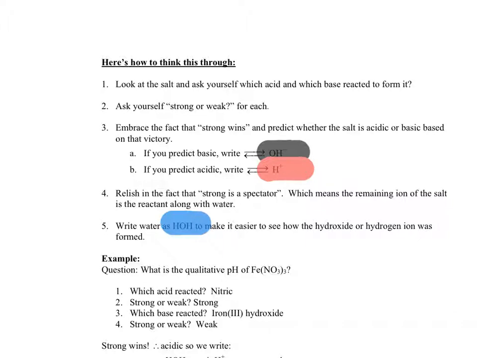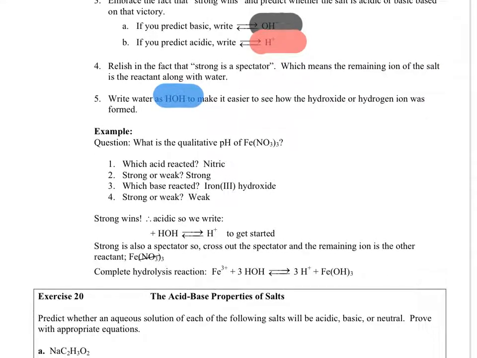Okay, for example, what is the pH of a solution of Fe(NO3)3? All right, where did this come from? So the Fe came from Fe(OH)3, which is a base, and the NO3 came from HNO3, which is an acid.